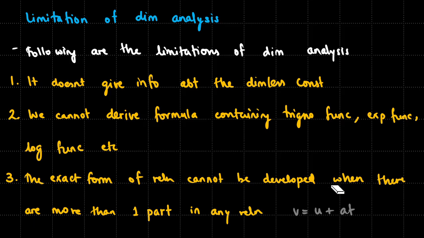I mean, you can get close, you can get v equals u or v equals at, but you're not gonna get v equals u plus at. So if you said the final velocity depends on the initial velocity, you will get v equals u. And if you said velocity depends on the acceleration and the time taken, you will get v equals at, but you will not get v equals u plus at. That's why if there are more than one part in a relation, you can't get the exact form of the relation. I mean, you can get a special case, but you won't get the exact form.